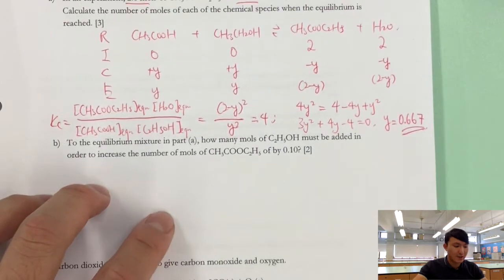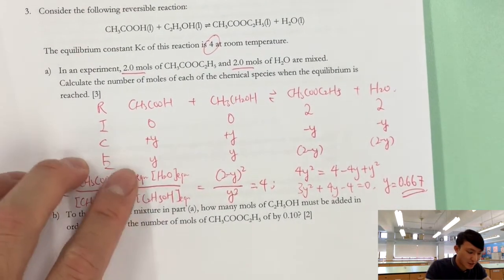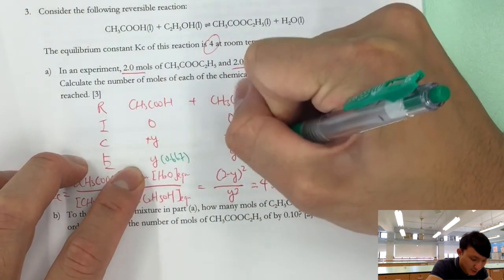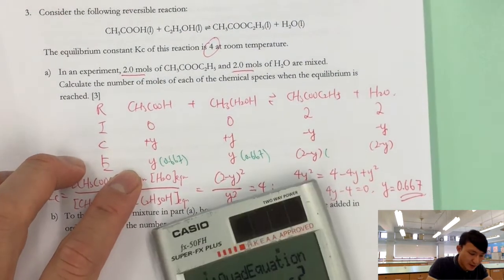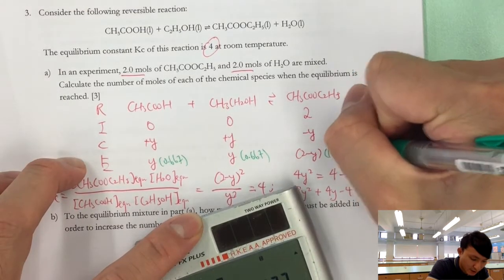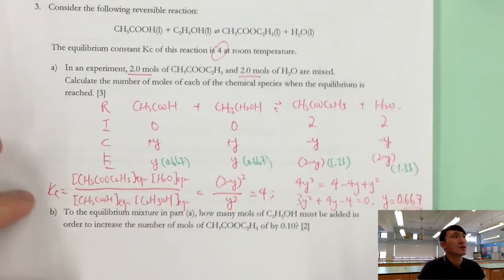Now, basically, you are able to find out the number of moles of each chemical species. This one would be 0.667, 0.667. This one, 2 minus 0.667, should give you 1.33, 1.33. Okay. So this is how it works.